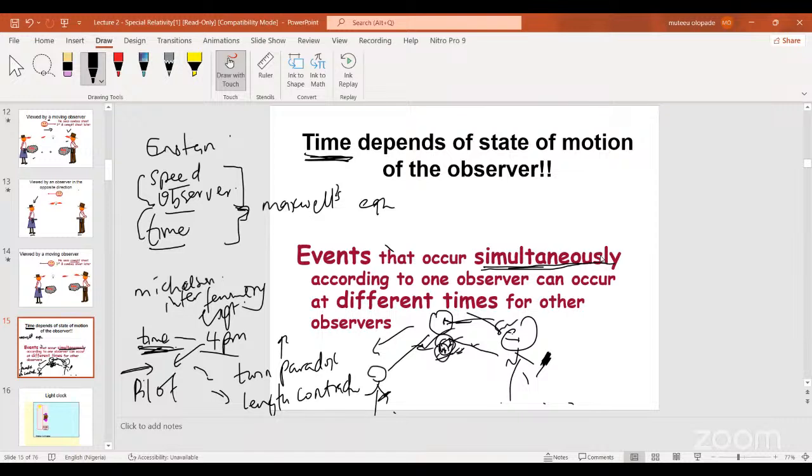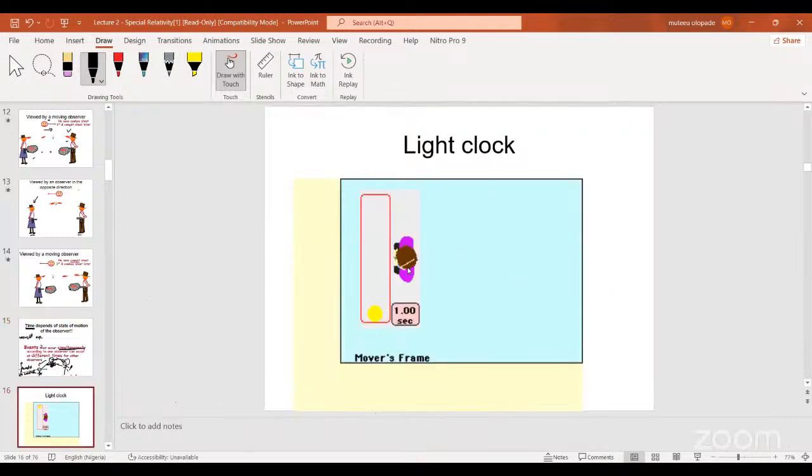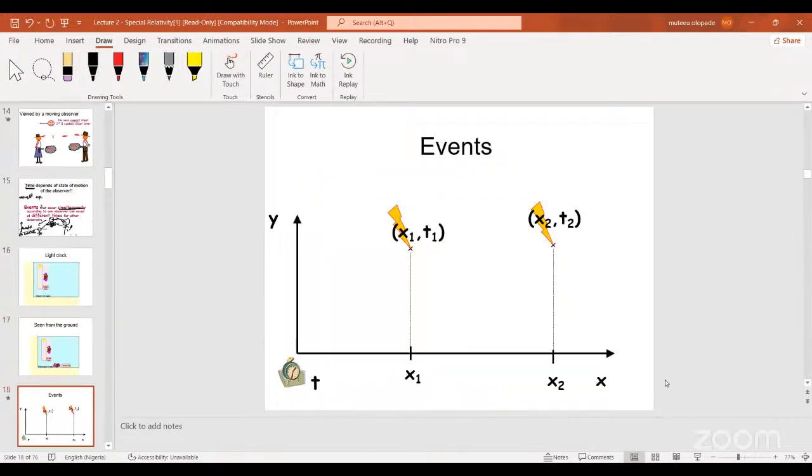So as we progress, you will see that it now affects all laws of physics. So later on, we will be able to see that the laws of physics are not the same in all frames of references. Now, this is a light clock. So you can see the way the light is moving. You can see the time is changing. That's the mover's frame. The timing changes from one stage to the other.